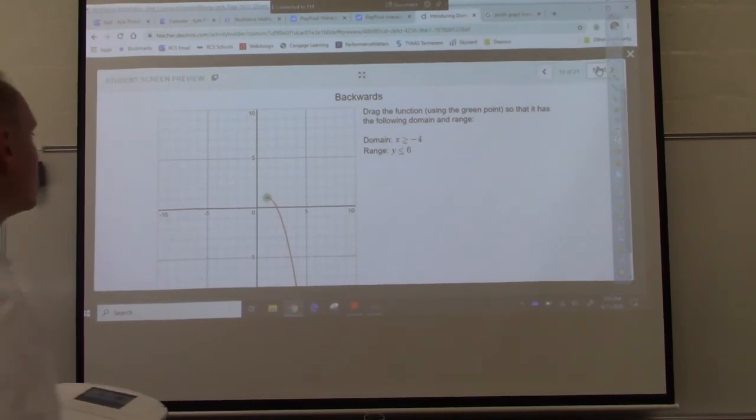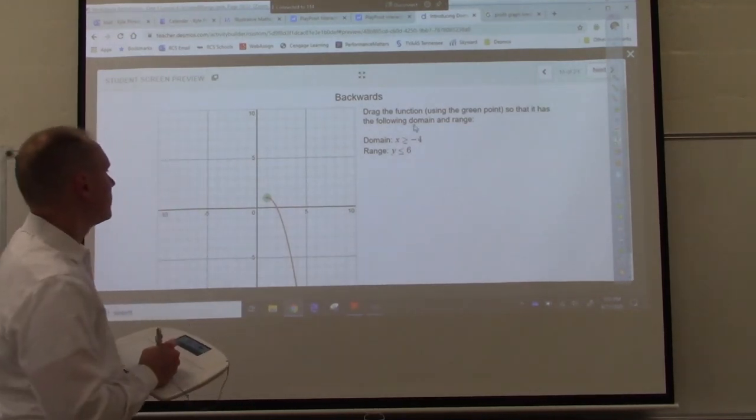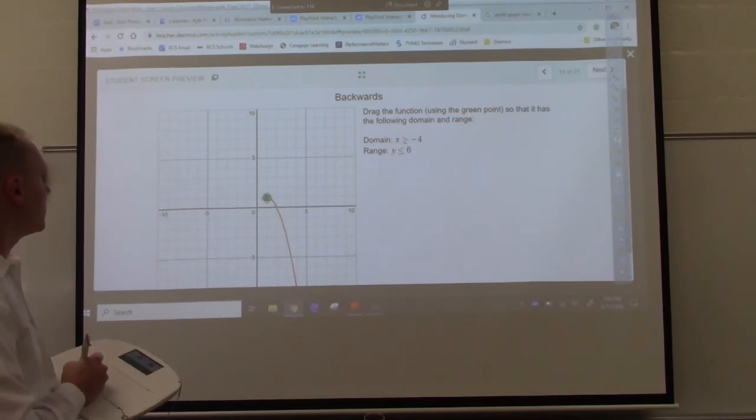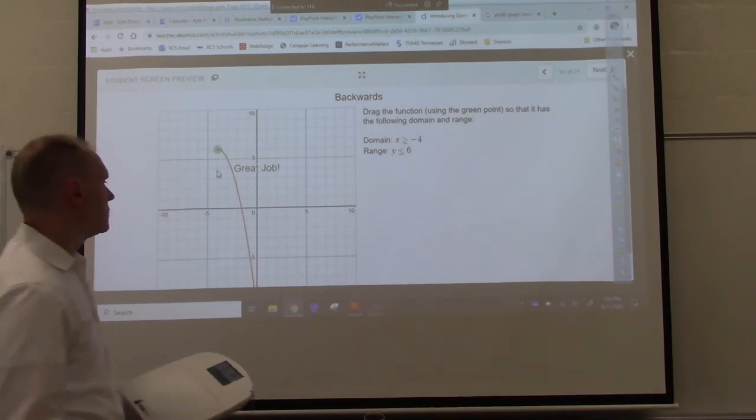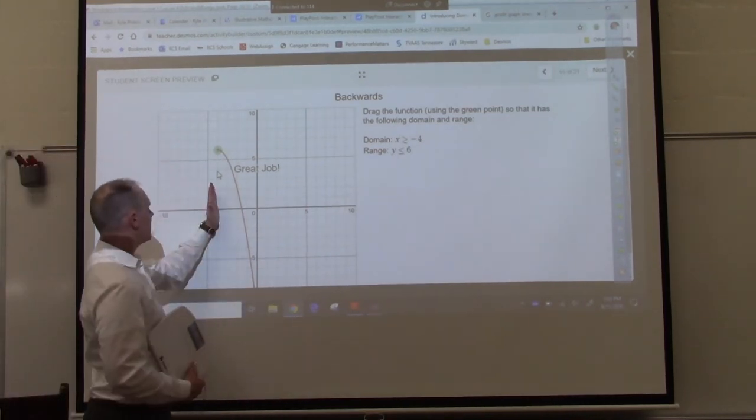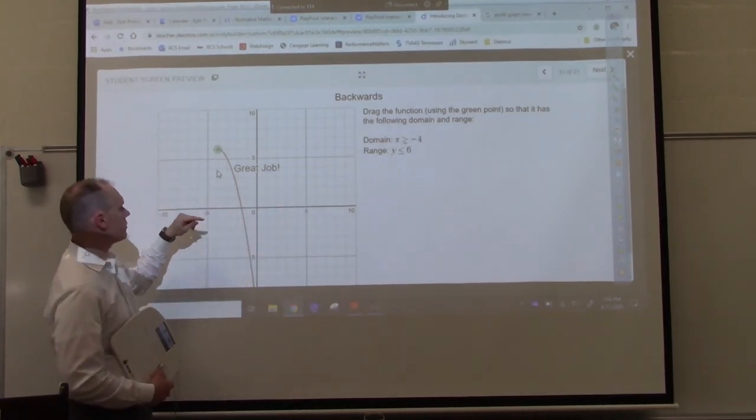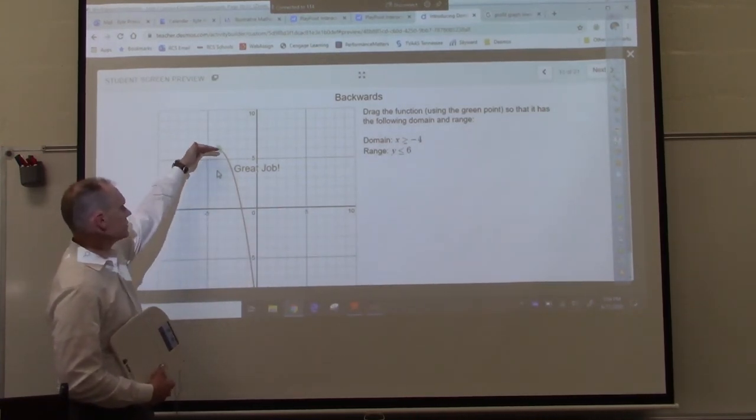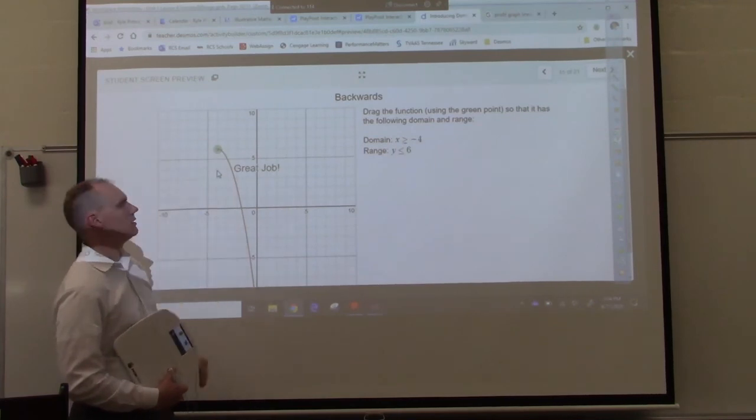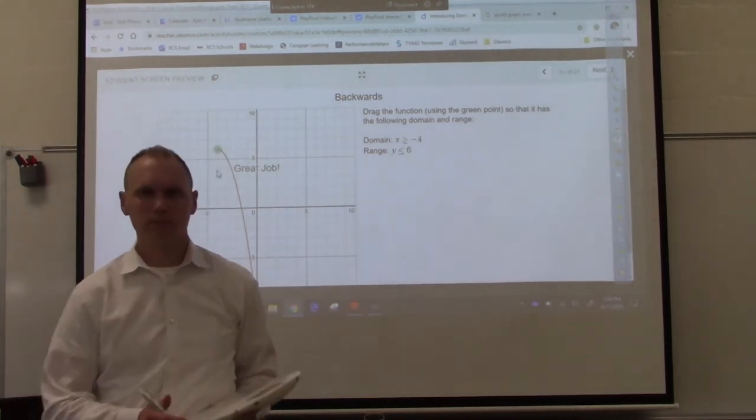Okay? It says drag the function so that it has the following domain and range. So the domain has to be greater than or equal to -4, so we're going to bring it to the left to -4, and then the range has to be less than or equal to 6. So right about there. There we go. So the domain is from -4 onward, so greater than or equal to -4. And then the range is all y values less than or equal to 6.